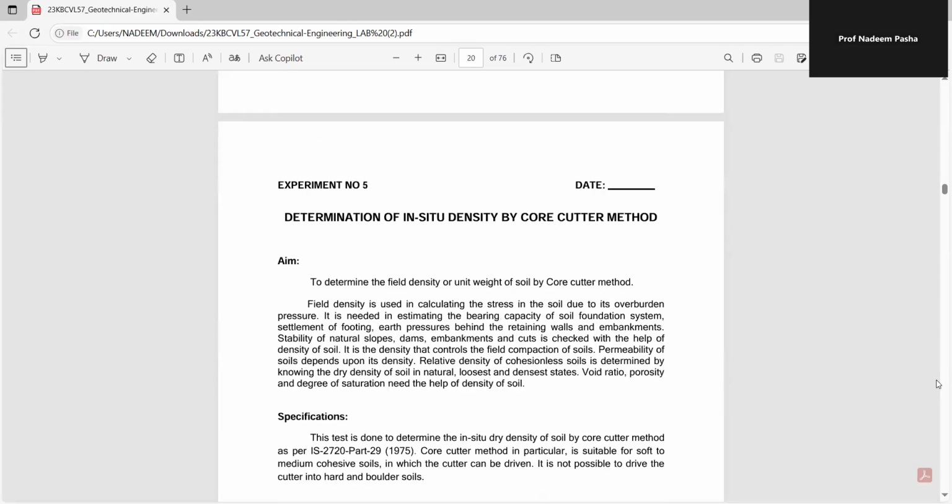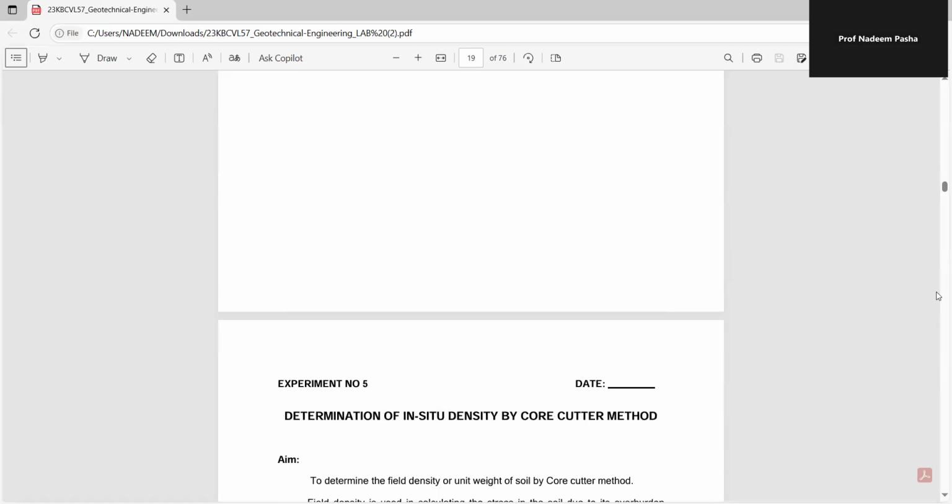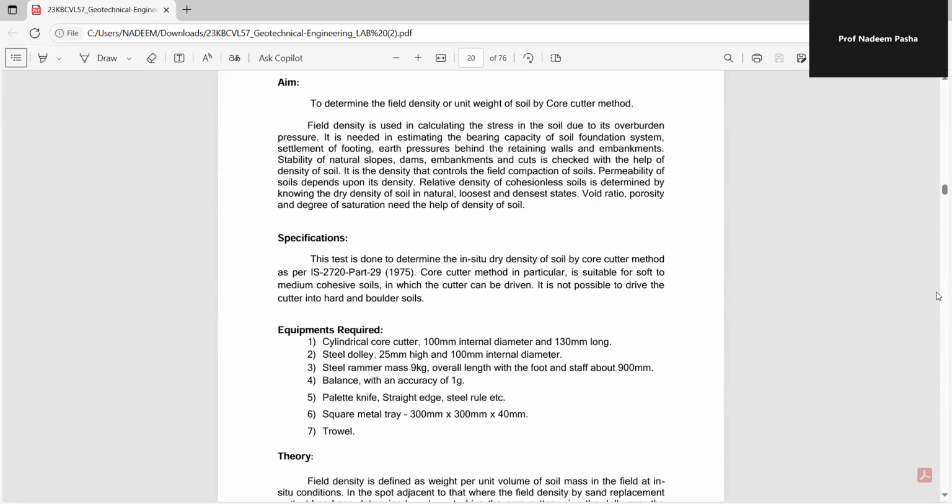So this completes our experiment number 4. Experiment number 5 is determination of in-situ density of soil by core cutter method. It is a very interesting type of experiment. We will see it: to determine the field density or unit weight of soil by the core cutter method.